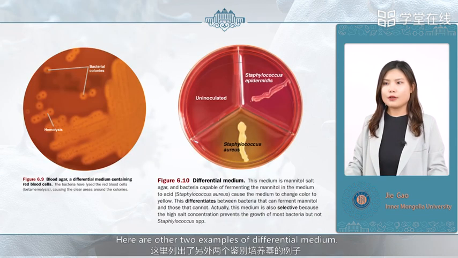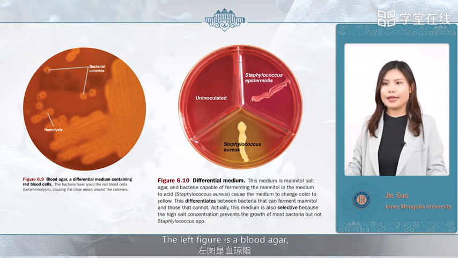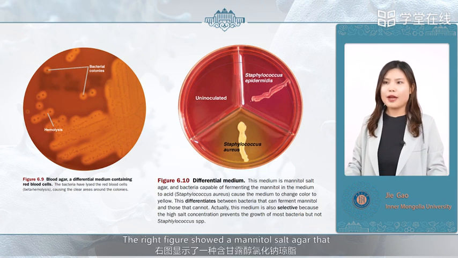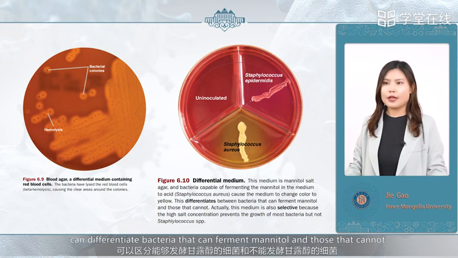Here are two other examples of differential media. The left figure is a blood agar. Bacteria could lyse the red blood cells, causing clear areas around the colonies, a process called beta hemolysis. We already mentioned this a few slides before. The right figure shows a mannitol salt agar that can differentiate bacteria that can ferment mannitol from those that cannot.